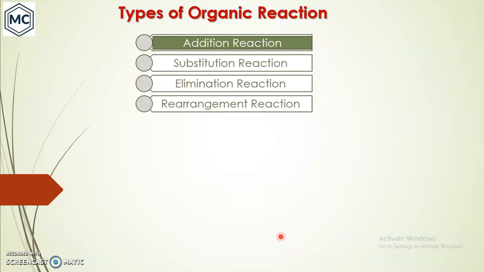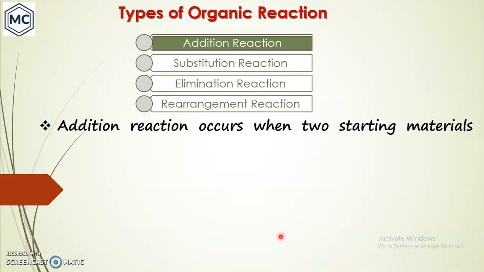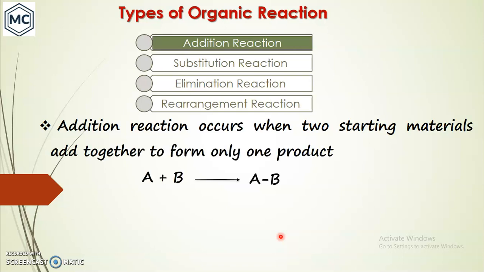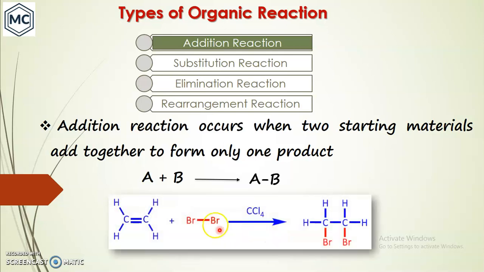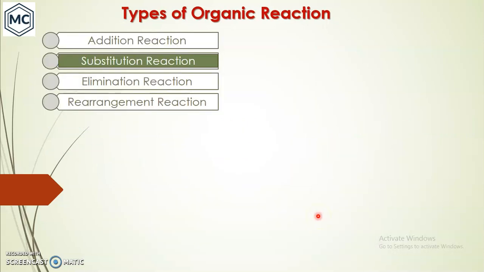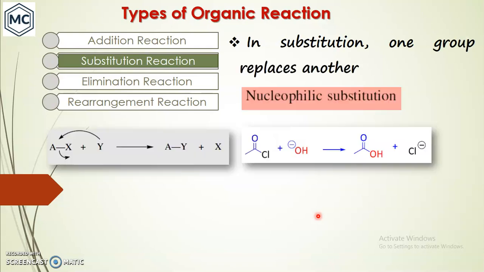We will be talking first, what is addition reaction? Addition reaction occurs when two starting materials are added together to form only one product. For example, A plus B gives AB product, like in bromination of alkene gives dibromoalkane. And second one, substitution reaction. In substitution reaction, one group replaces another.